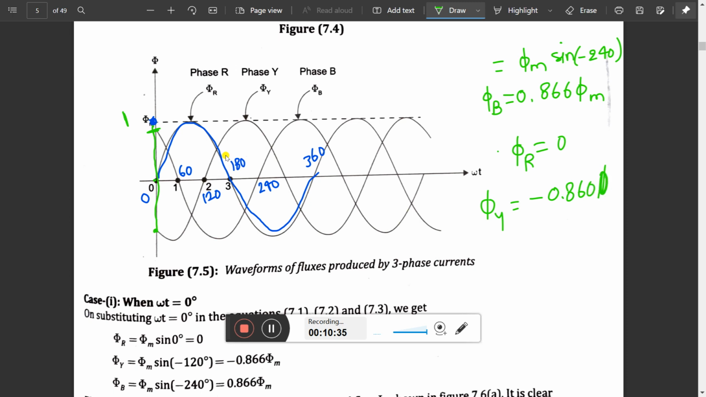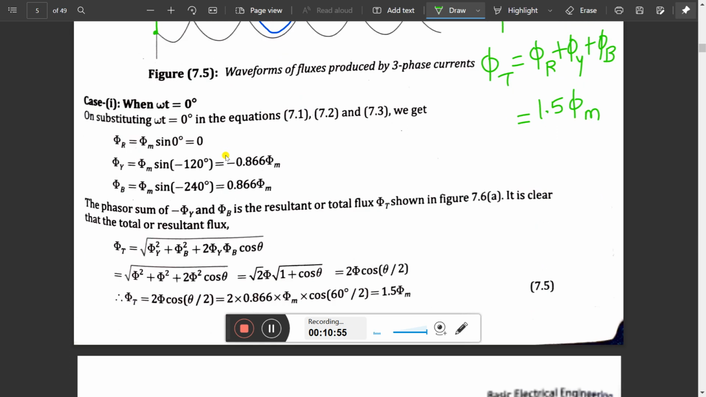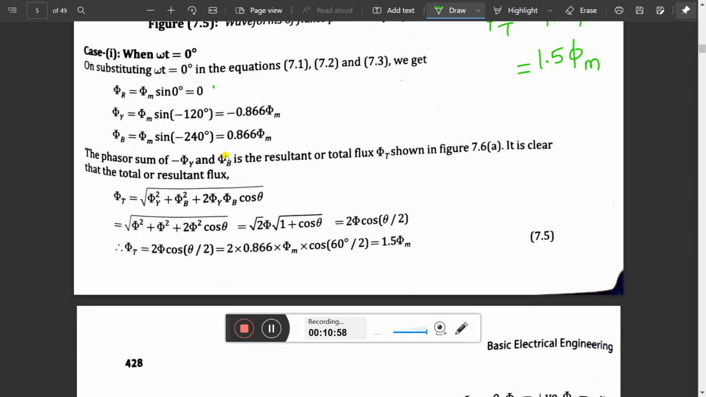Phi y is equal to minus 0.866 phi m. Now we know the total flux is equal to phi r plus phi y plus phi b. Adding all these functions, you will get 1.5 times phi m. You can check this over here. The vector sum is equal to, at the first point at the 0 position, what is the phi r value? 0. And at the second position phi y is equal to 0.866 phi m. Phi b is equal to 0.866 phi m. We know all these values.